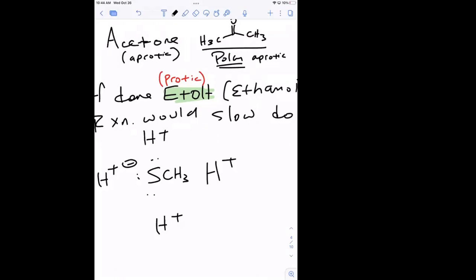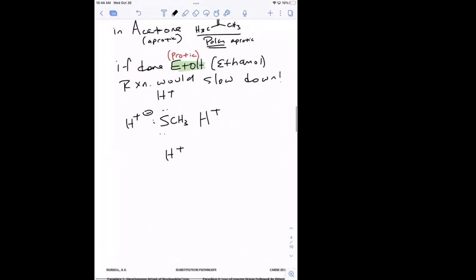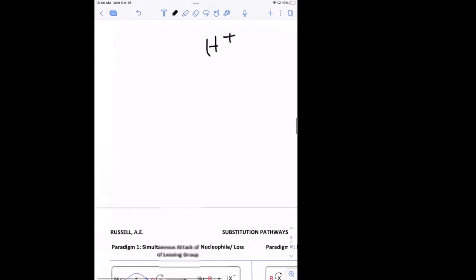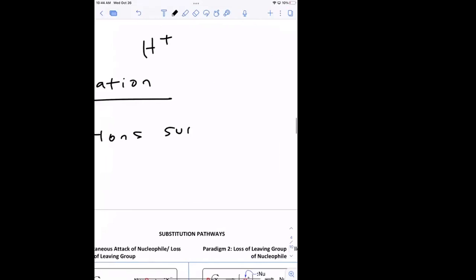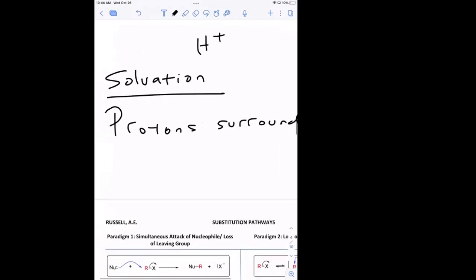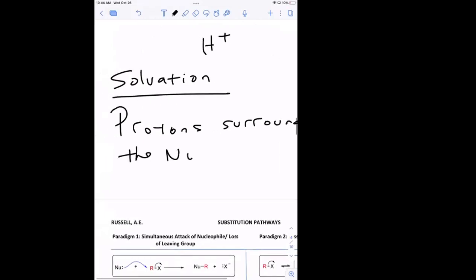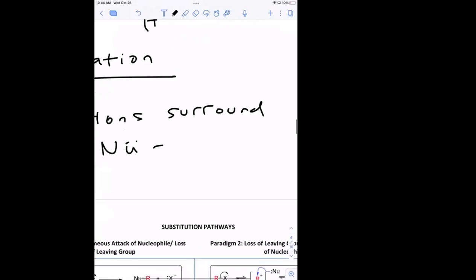That's what happens. So when that solvent surrounds your nucleophile, it's not as reactive. It cannot get to the electrophile. This is called solvation. Right? So the protons from that protic solvent are around the nucleophile, and they basically kill its reactivity.